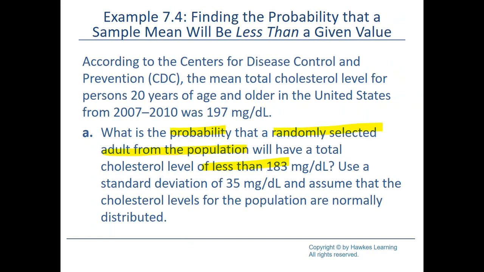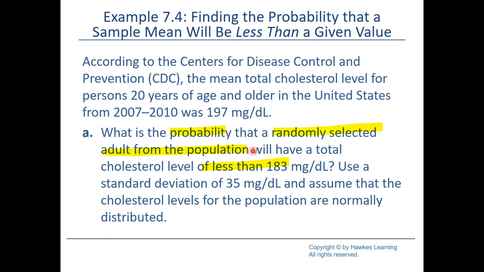Notice there that the words say a randomly selected individual, and that's the part I wanted to throw into your attention. A randomly selected adult from the population. I'm not asking about a randomly selected sample. I'm not even giving you what n is. I don't have a sample size or anything. I'm literally talking about one person from this entire population that I'm looking at here.